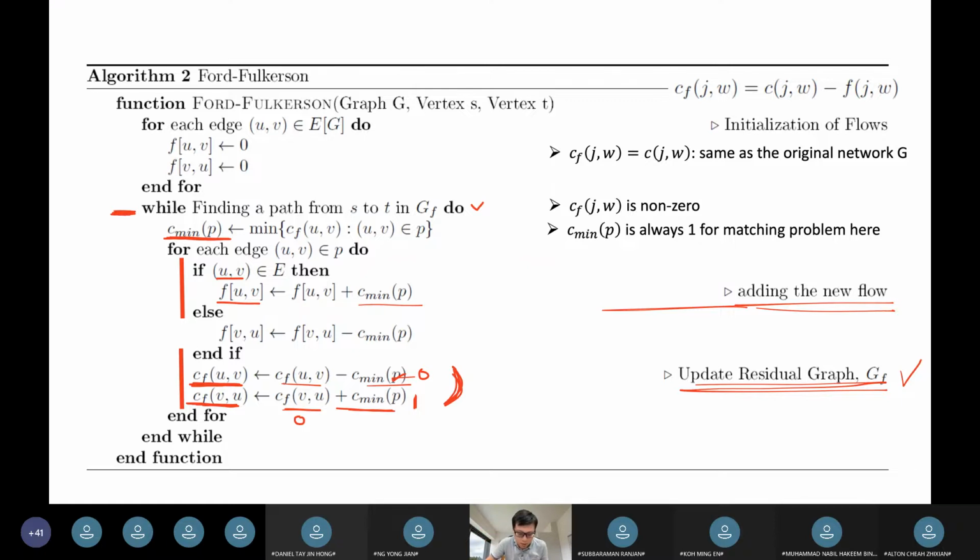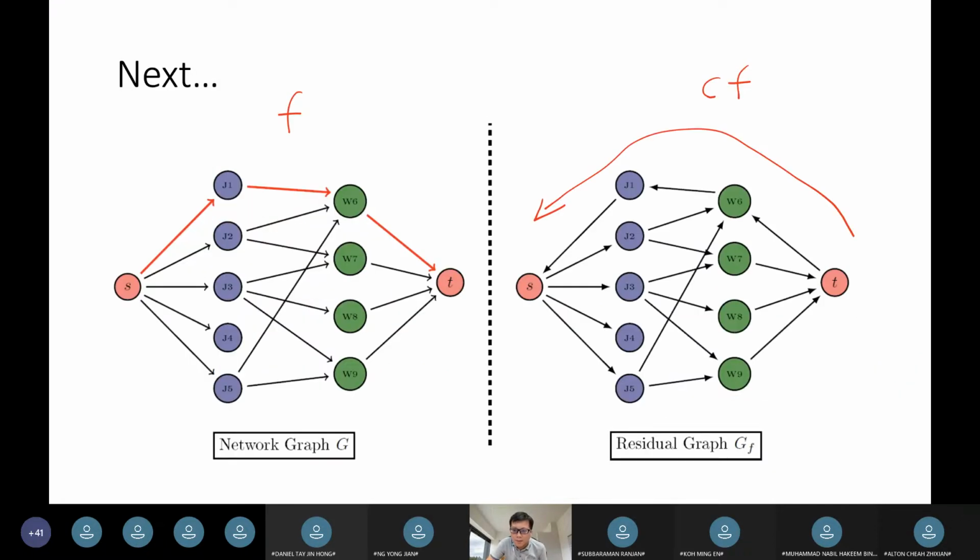Then another one you mentioned, the path that didn't get reversed from J5 to W6. Because the flow did not go through that path. We didn't use the path from J5 to W6, so we just leave it there. We didn't touch it.